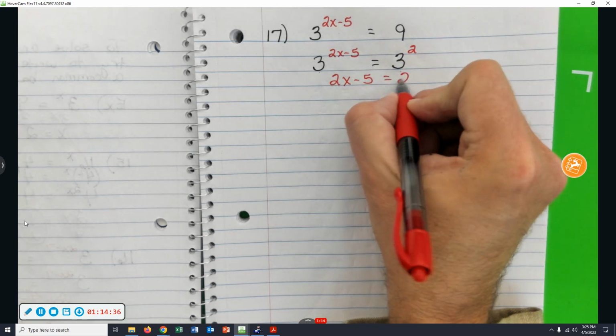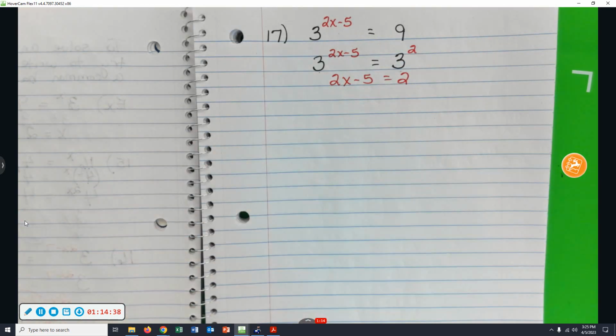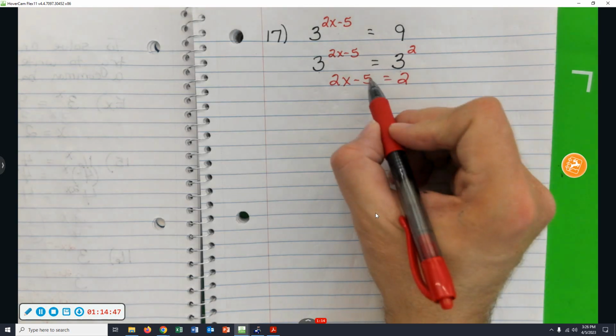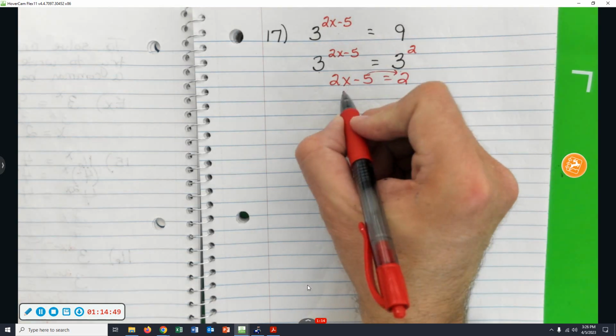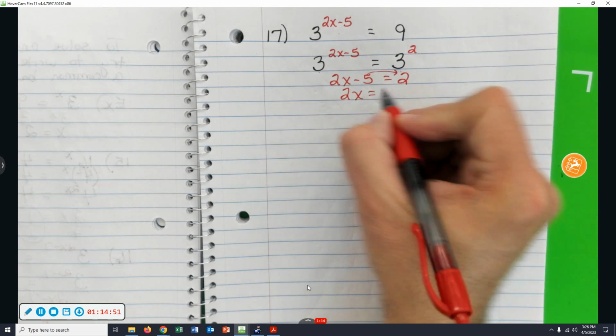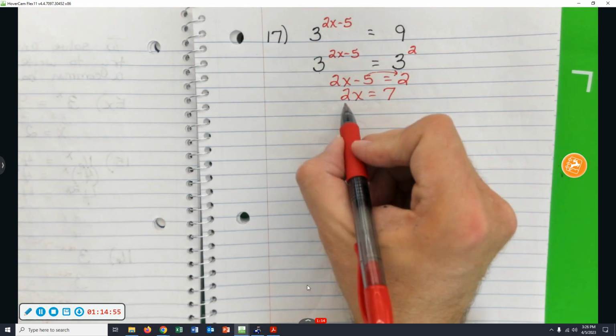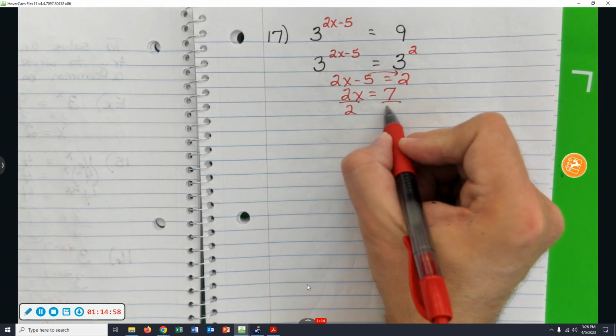So you see, if you can do 17, then you can do number 16. 16 just took a little more thought figuring out how many 3s. Now it's a lot easier for me to understand. I thought there was like a billion different numbers that I could use. 7 over 2.